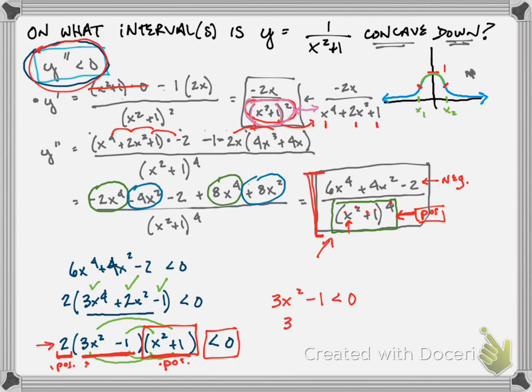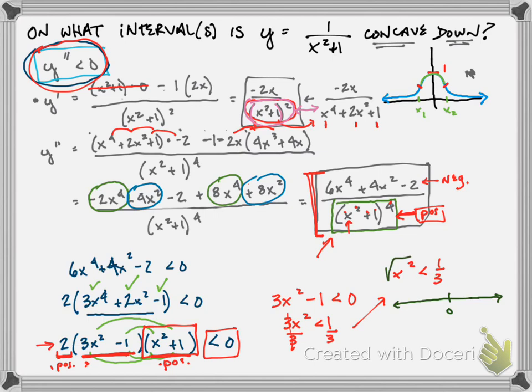So we say 3x squared, take away 1 is less than 0. I'll add 1, 3x squared is less than 1. I'll divide by 3. x squared is less than a third. Okay. And now we need to think about this. What values squared would result in something less than a third? Take a few seconds, maybe a couple of minutes, and consider. I'm going to draw a number line now, so you might want to pause the video. Okay, there's 0.